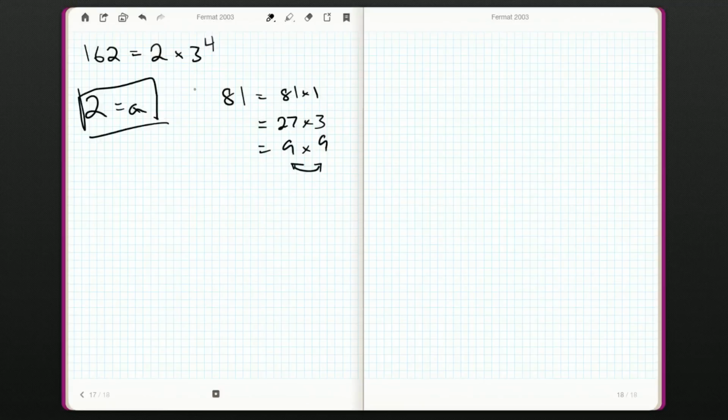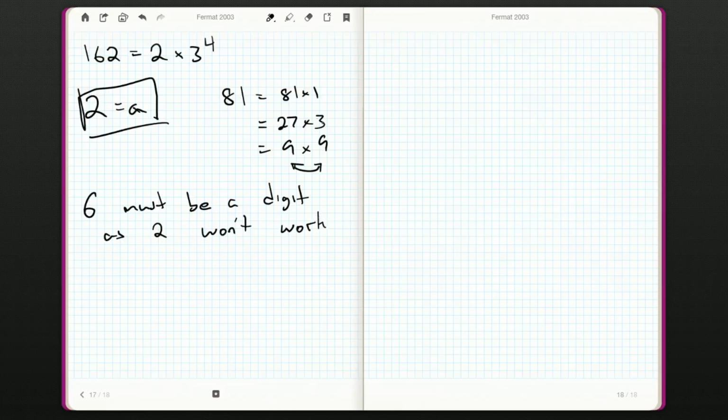So that means I'm going to have to take at least one of these 3. In fact, it'll have to be one of these 3s, because if I take another 3, I'll have 2 times 9, and that's 18. So 6 must be a digit, as 2 won't work. 2 would leave 81, and there's no way to express 81 as a product of distinct single digits. So 6 must be one of the numbers.